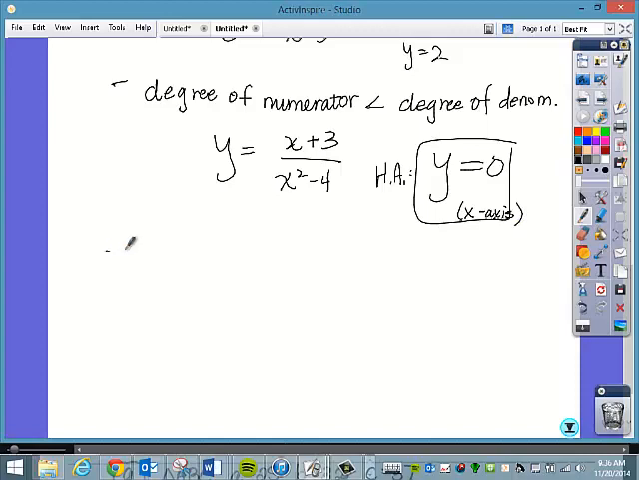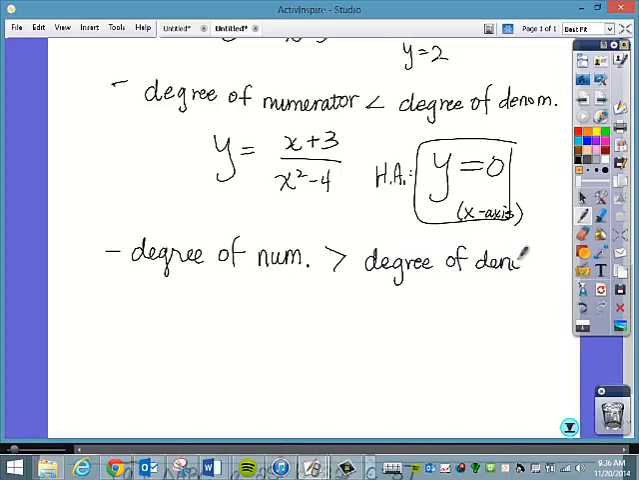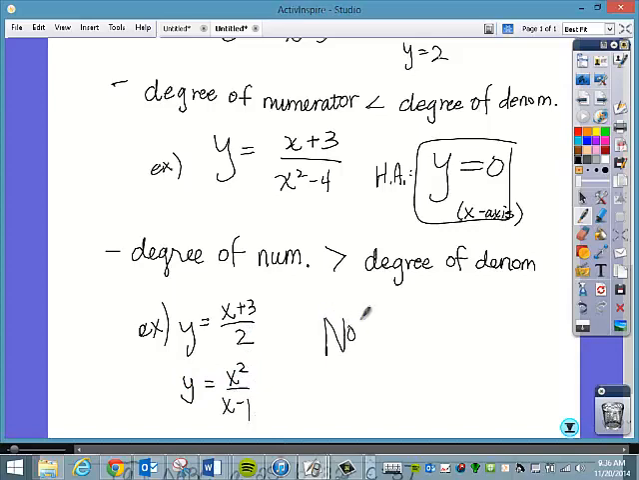And then the last situation is where the degree of your numerator is greater than the degree of your denominator. So something like y equals x plus 3 over 2, or y equals x squared over x minus 1. There is no horizontal asymptote in these situations.